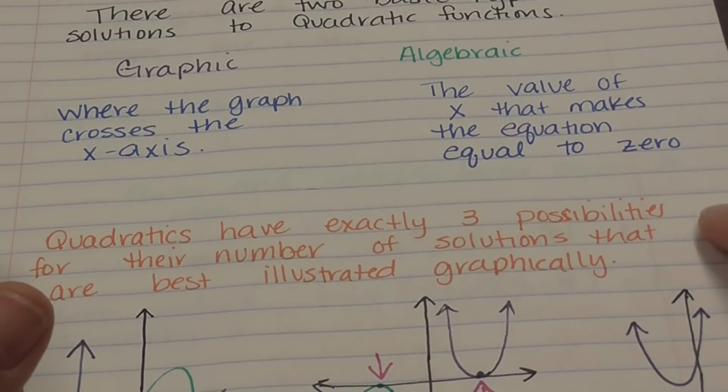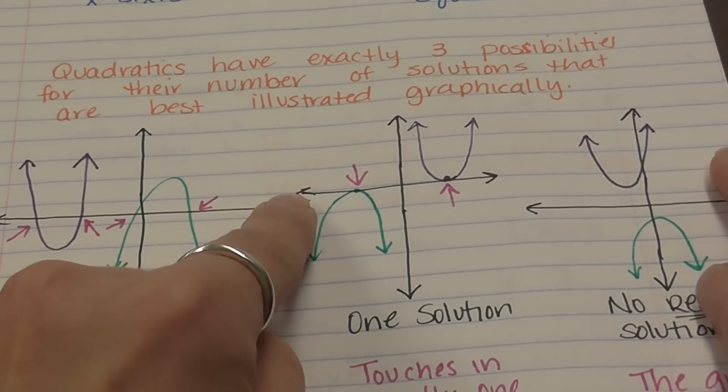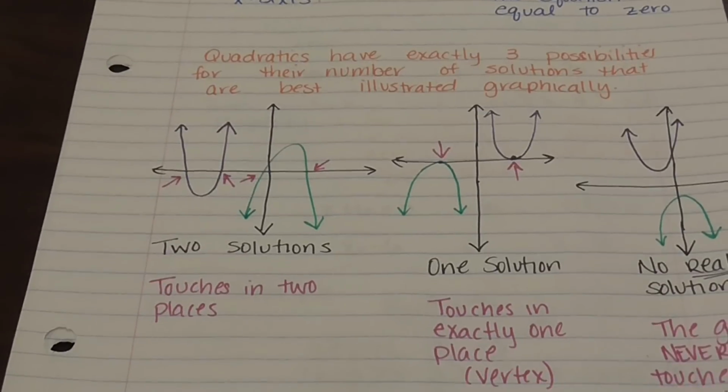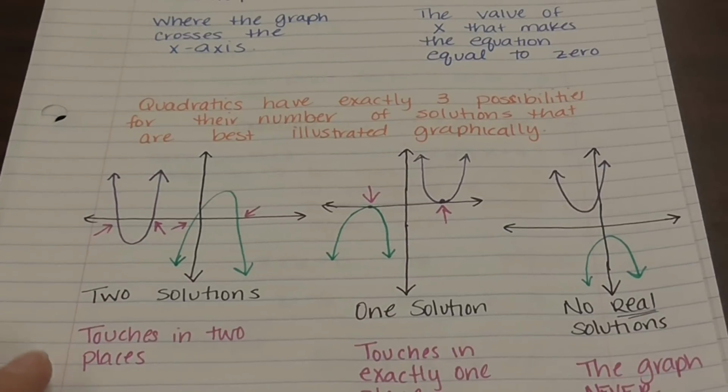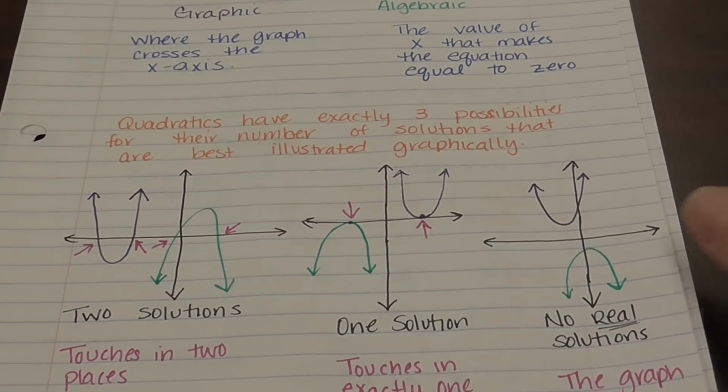Graphing, quadratics have exactly three possibilities for their number of solutions. They're either going to have two solutions, exactly one solution, or no real solutions whatsoever. So what we're going to do with these is see how many solutions it has, and figure out exactly what those solutions are.